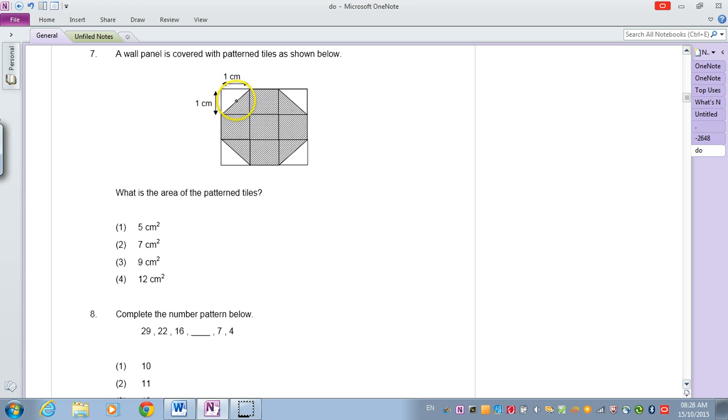I have 1 and another 1 here, so I have 2 half squares, and these 2 half squares will give me 1 square, and I have another 2 half squares. So altogether, these 4 half squares would give me 2 squares. What about the full squares? Let's look at the squares.